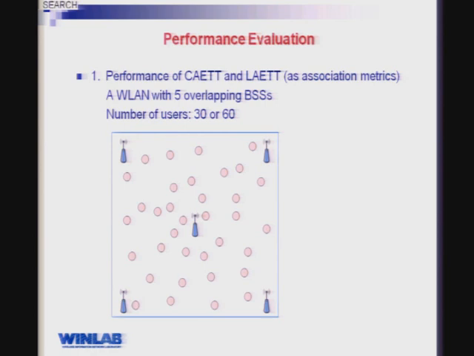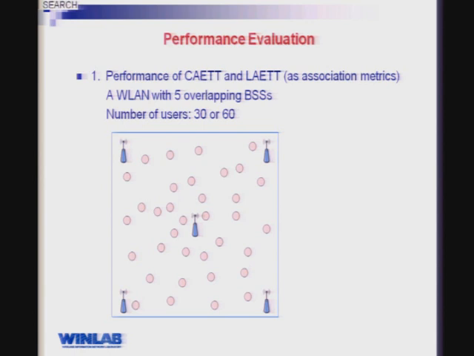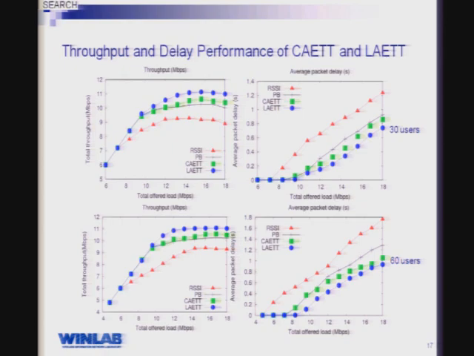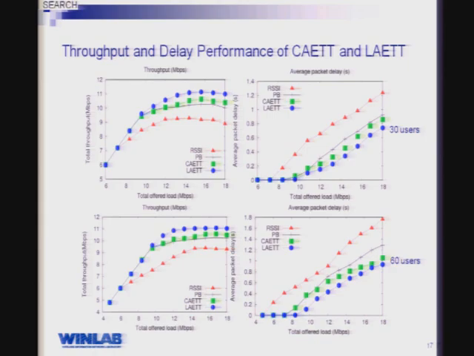So now we present some performance results. First, we evaluate the performance of CETT and LETT. We simulated a wireless LAN with 5 overlapping basic service sets, and the placement of access points is shown in the figure. The number of users is either 30 to simulate a moderate size network, or 60 to simulate a denser network. We studied the throughput and delay performance of CETT and LETT and compared their performance with RSSI, received signal strength, which is specified in the 802.11 standard, and the potential bandwidth, which is representative of an existing association metric. So we can see in either case, CETT and LETT achieve better performance than RSSI and the potential bandwidth in throughput and delay.